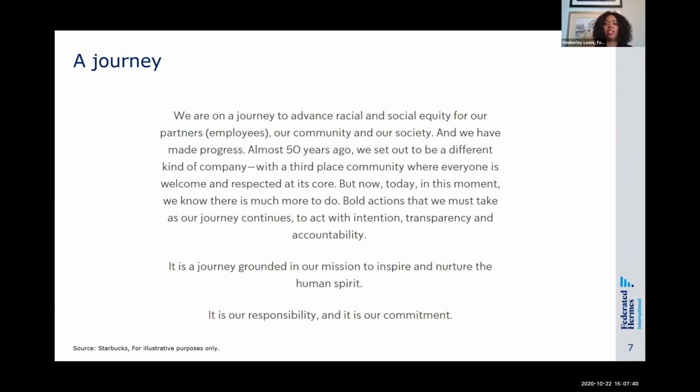And if it's a new journey, it's perfectly fine to admit that you're just beginning. But the key to authenticity is really recognizing where you are and communicating where you want to be.